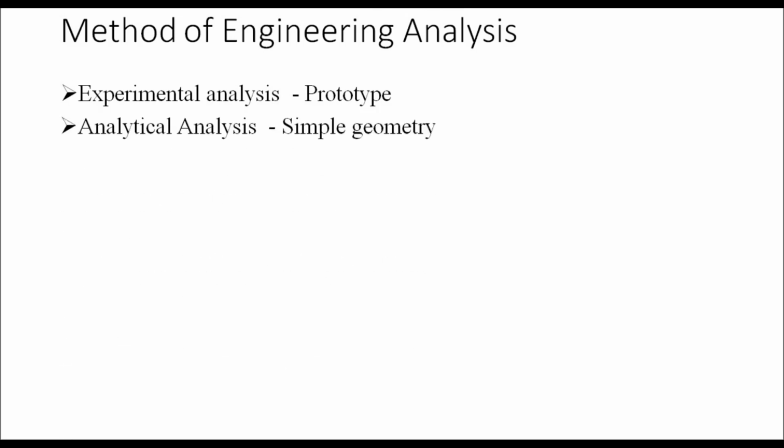And we have a number of engineering analyses to solve any kind of engineering problem. The first one is experimental analysis. This deals with prototypes. To solve any kind of analysis, we have to make some prototype models, and by using those prototype models, we solve the problem. And the next analysis is analytical analysis. Here we can make simple geometries and solve the given problem.